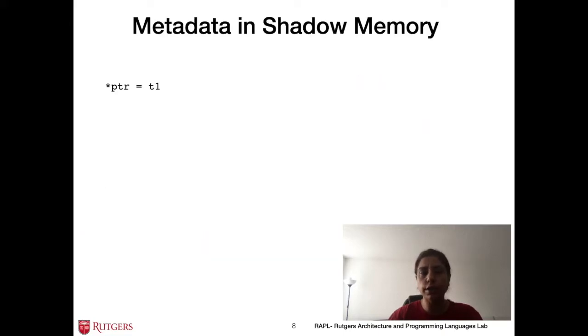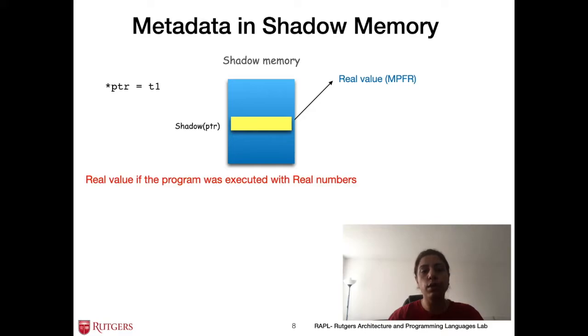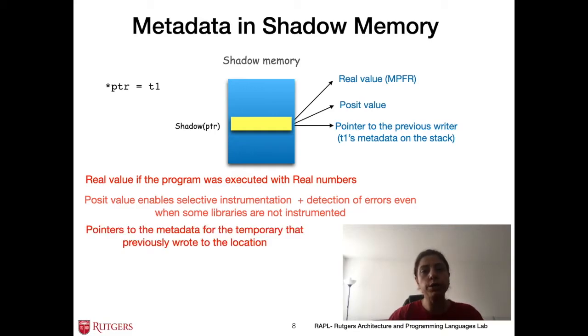So the next question is, what should we store in metadata for variables in memory? The way a program communicates with memory in LLVM IR is by storing a temporary to memory or loading the memory into a temporary. All computations are done on temporaries. When we store the temporary to memory, we store the real value, posit value, and a pointer to the temporary that has been stored to the memory. Storing the pointer to the temporary helps us to trace the provenance of numerical errors within the memory.